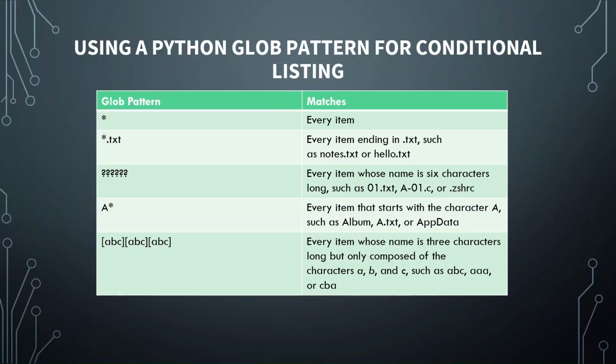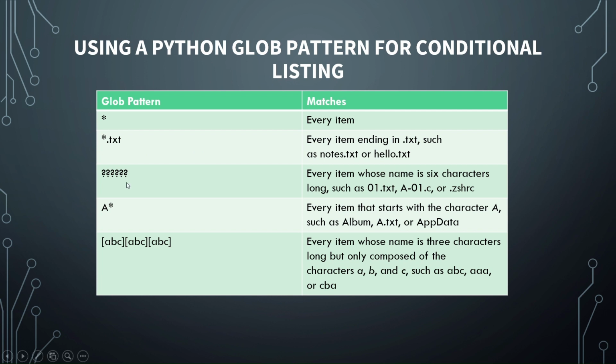So there are many times when you don't want all the files. You want files that are just of txt type, or they are following some certain pattern. So the methods related to glob come into the picture for this. What we use is actually a wildcard. Over here you can see the glob pattern and what type of item it matches. So for example, if you are using star, then you will get every item out of that directory. If you are using star.txt, then this means all the items that end with txt, say notes.txt or hello.txt, will be returned.